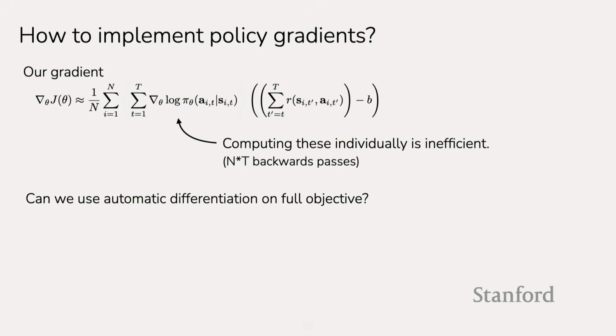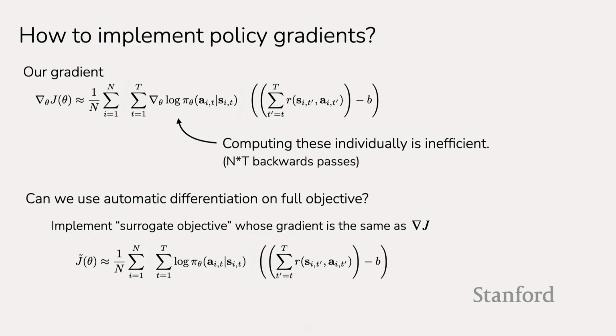It'd be nice if we could just do automatic differentiation on the full objective and only do one forward pass and one backward pass. And we can do that. It's possible to implement essentially a surrogate objective whose gradient is the same as this objective. I'm calling it surrogate because it's not the same as the very first objective of maximizing expected rewards. But you can write down a surrogate objective for this particular example. This is what the surrogate objective looks like.